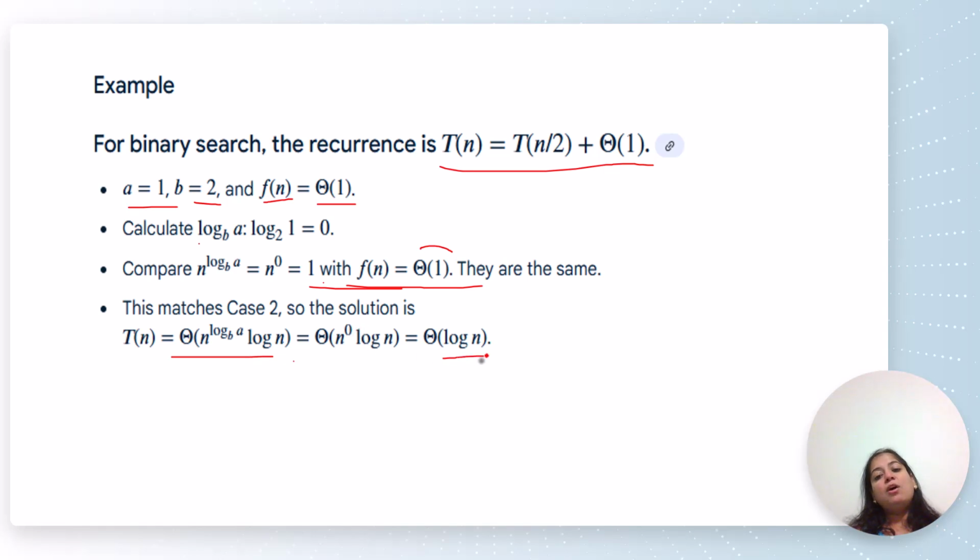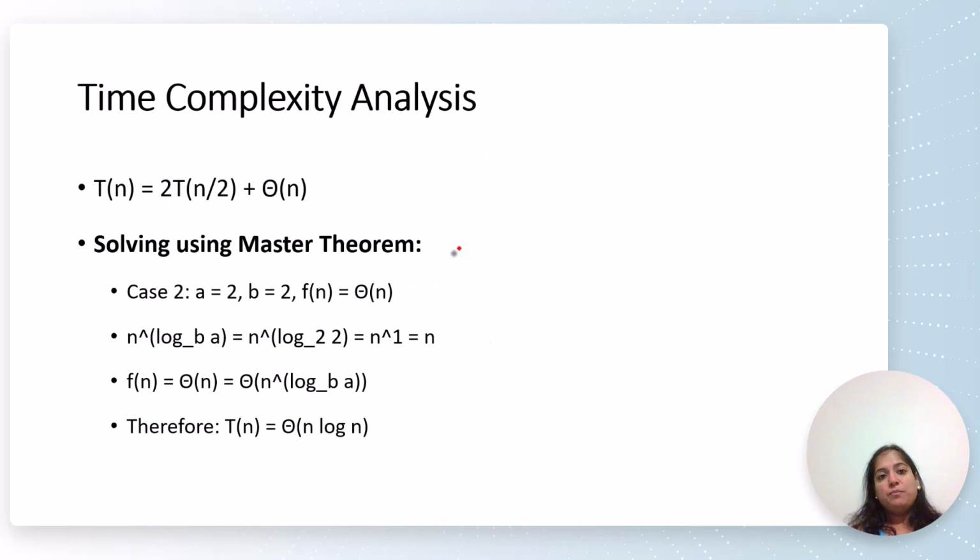So it becomes theta of log n. So this is the complexity of binary search. If I give you one more example, let's say T(n) = 2T(n/2) + theta(n). If we solve it here, the value of a equals 2, the value of b is 2, and f(n) equals theta of n.